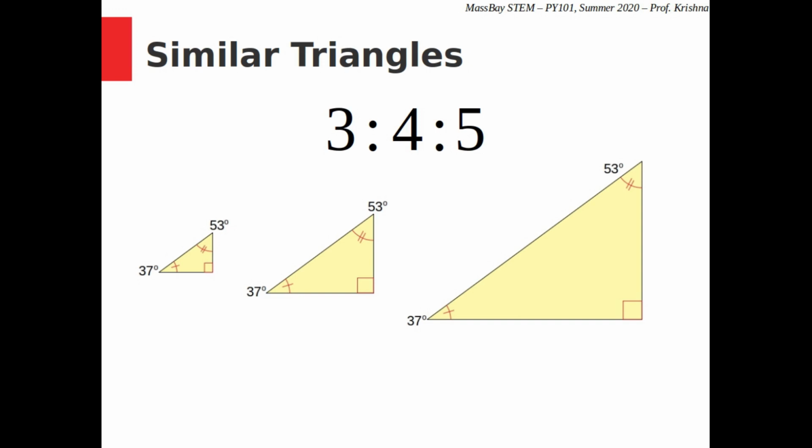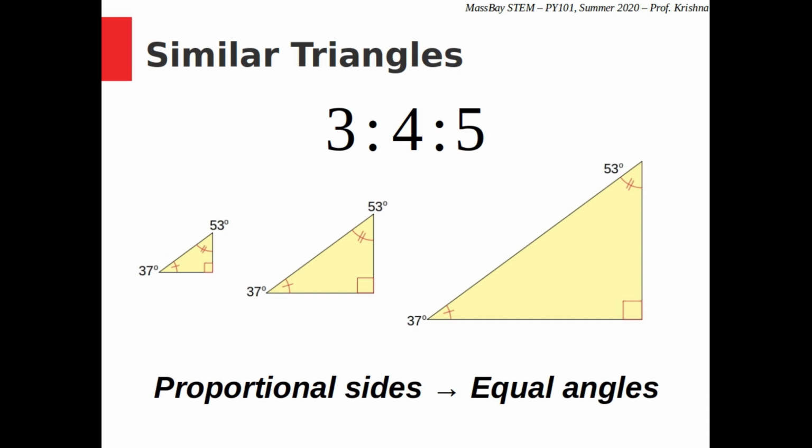We can generalize this observation. If two triangles are similar, that is, if their sides are proportionate, their angles must be equal. Once again, if the sides are proportionate, the angles are equal. So if you have a right triangle where the ratio of the sides is 3:4:5, any right triangle with that ratio, it must contain a 37-degree angle and it must contain a 53-degree angle in addition to the 90-degree angle.